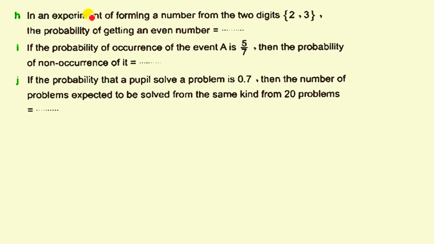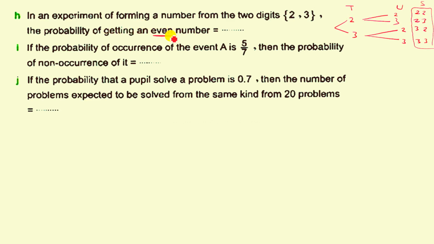The next. In an experiment of forming a number from 2 digits. وده احنا قلناها، numbers that form from 2 digits بيكون في tens and units. هنا 2 3. الunits maybe 2 maybe 3. 2 3. يبقى ال outcomes اللي عندي 22, 23, 32, 33. طبعا ده السامبل سبيس.